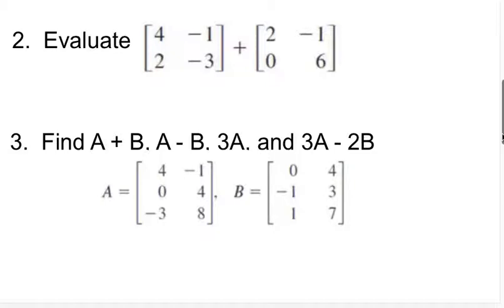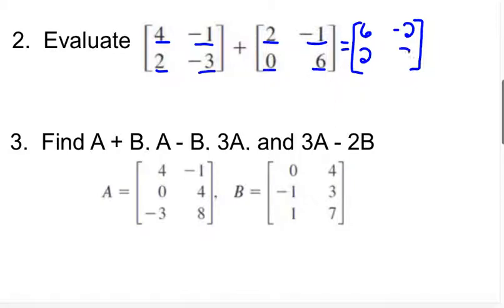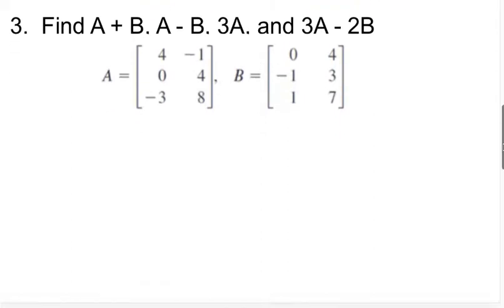All right, now we want to evaluate this. We want to add this. So again, adding and subtracting matrices is super easy because you just add the corresponding entries. Since these are both 2 by 2 matrices, our answer is going to be 2 by 2. So to start, we do 4 plus 2, which is 6. -1 plus -1, which is -2. 2 plus 0 is 2. -3 plus 6 is 3.